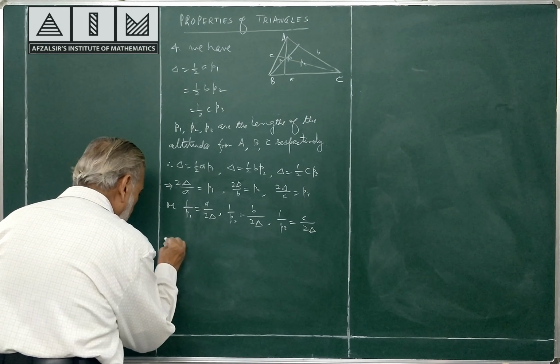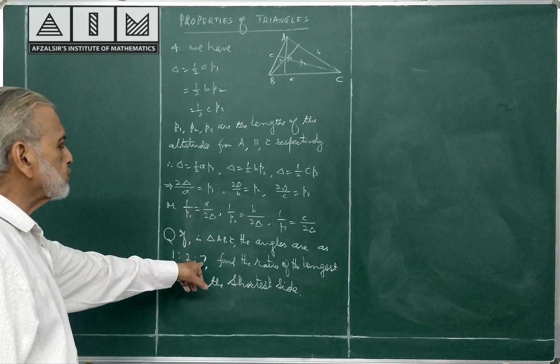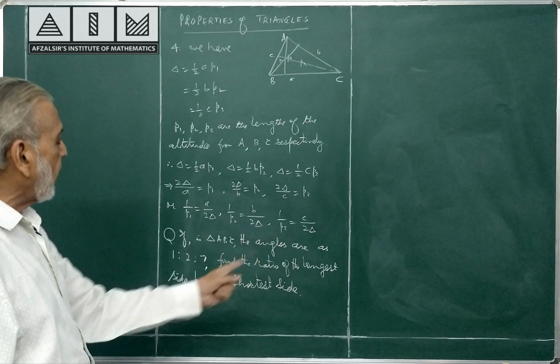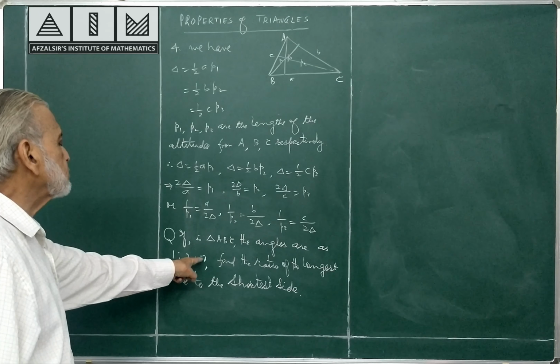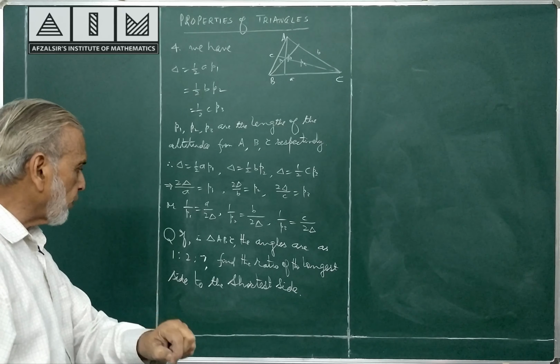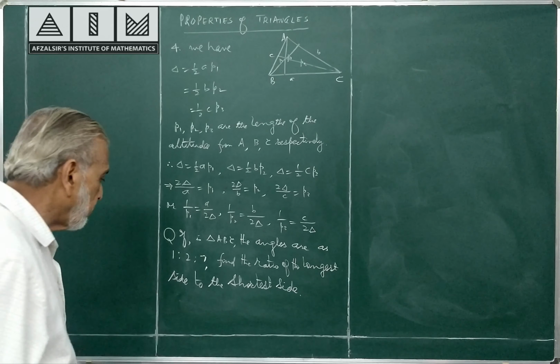Please see one question now. In triangle ABC, the angles are in the ratio 1:2:7. Angles are as 1:2:7 means the ratio of the angles is 1:2:7. You are asked to find out the ratio of the longest side to the shortest side. Please see the solution now.